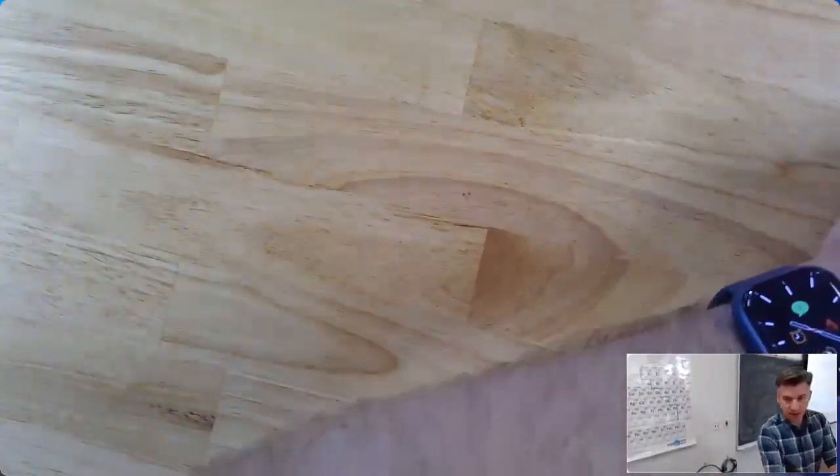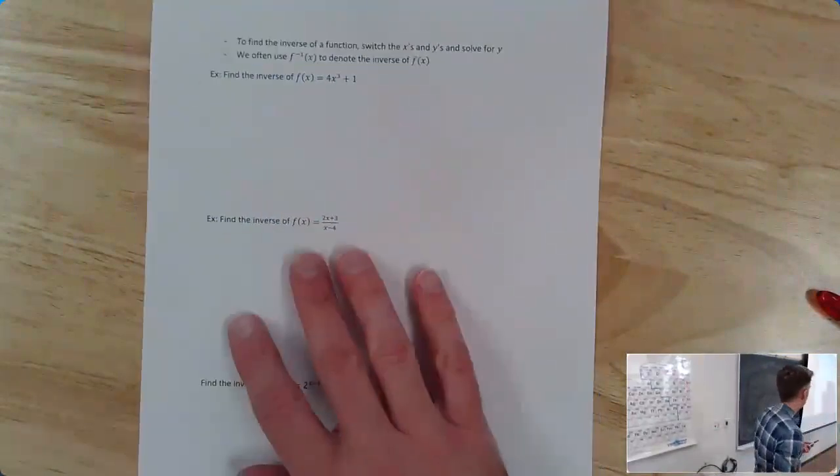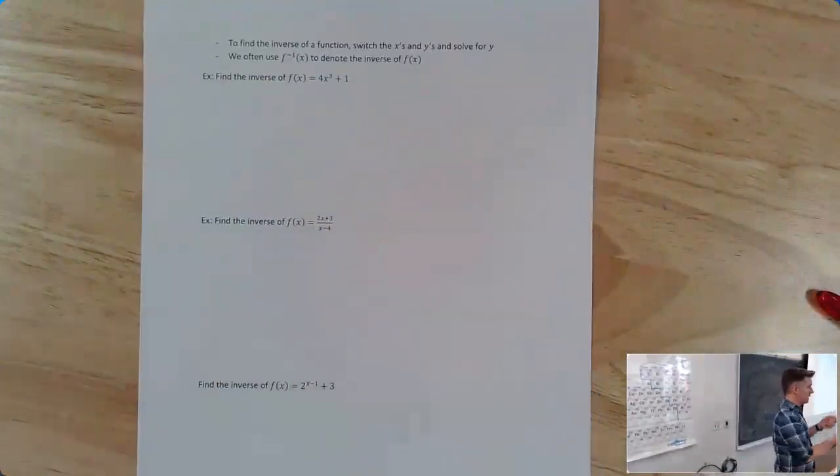So the other part about inverse functions is, how do we actually find them, right? So typically the process for finding the inverse function is you switch x and y. And that's the most important part. It's really easy to do, but when you're inverting a function, you are literally interchanging the roles of the inputs and the outputs.